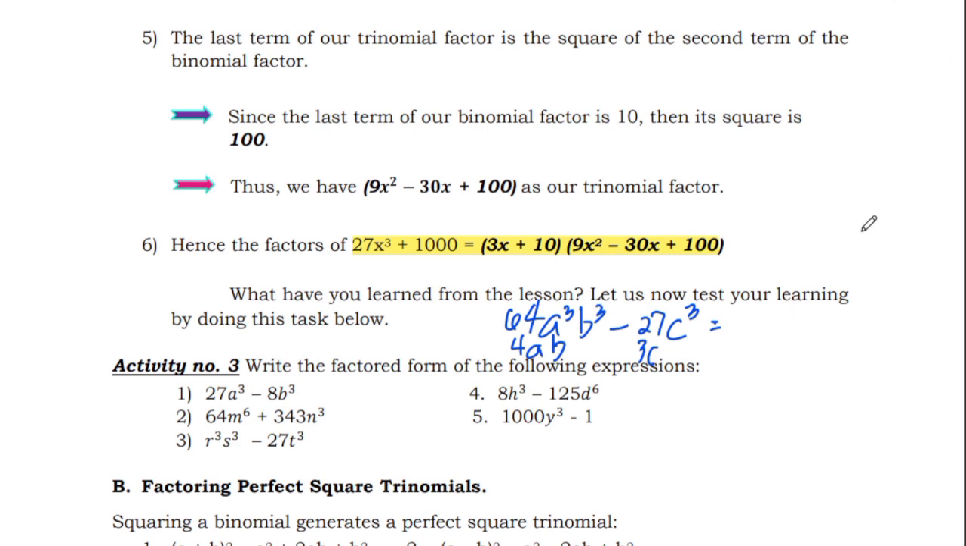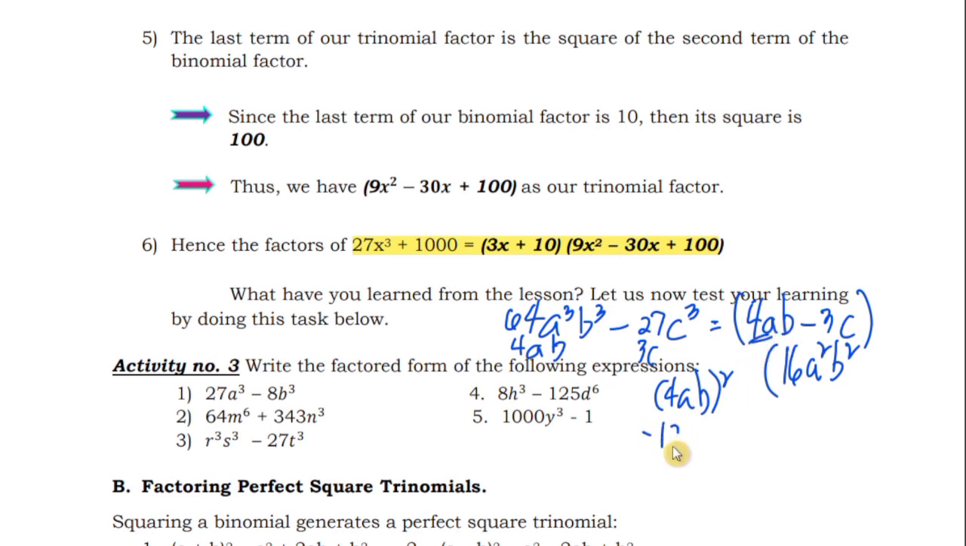So we have the quantity 4ab minus 3c. To get the second factor, we're going to square this one. The square of 4ab is 16a squared b squared. The product of 4ab and negative 3c is negative 12abc.